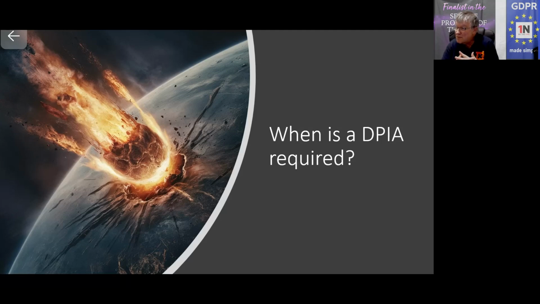Nothing stops you doing a DPIA. You can do a DPIA in every single process if you really, really want to. But it's primarily aimed at those things that you do more than once.